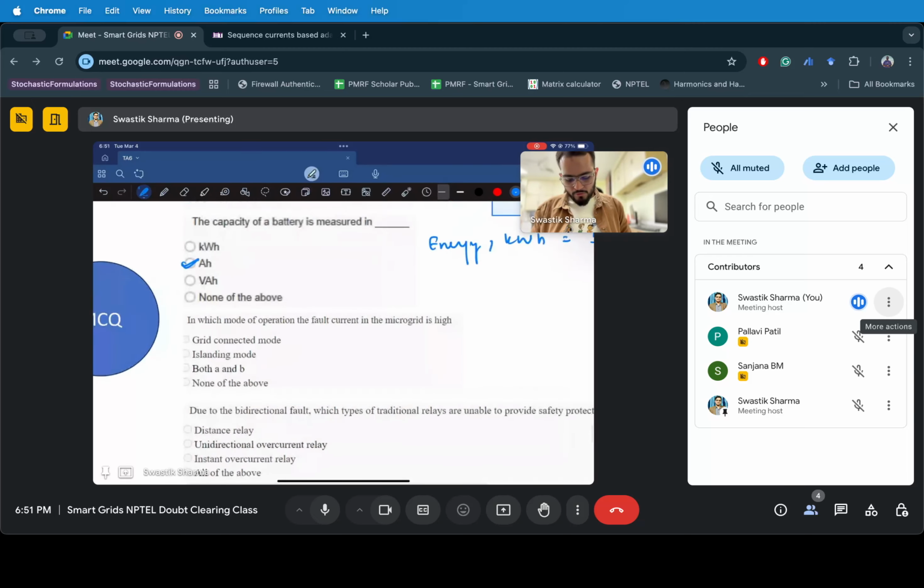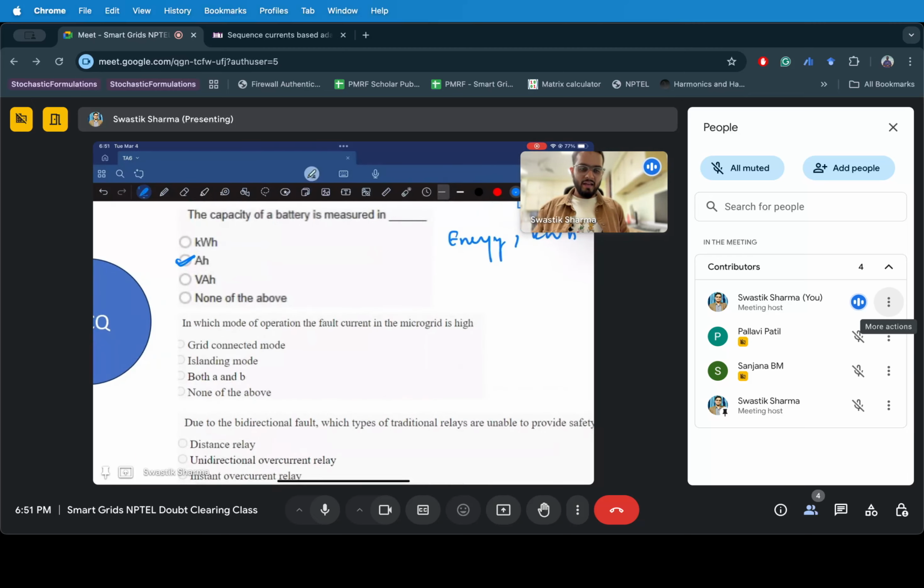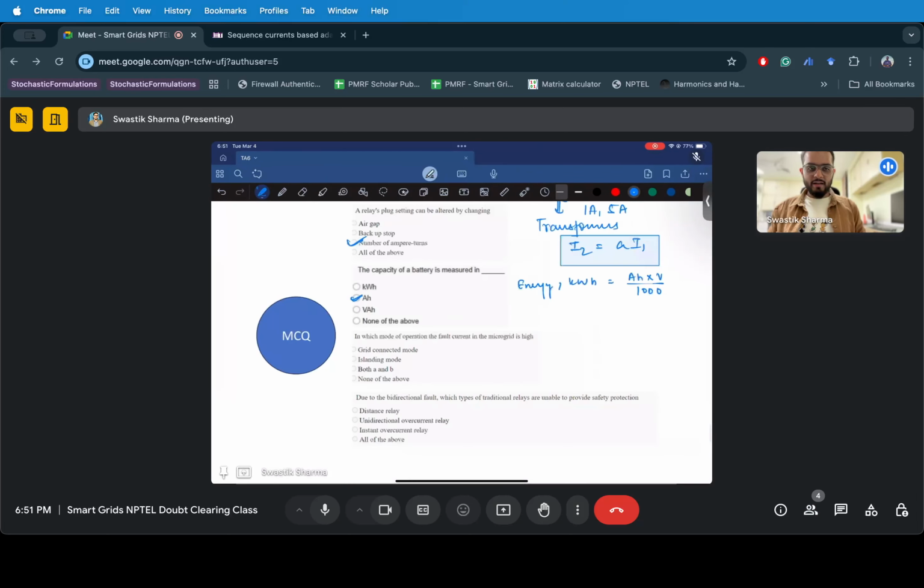Next, in which mode of operation is the fault current in the microgrid high? Is it high in islanding mode or grid connected mode?